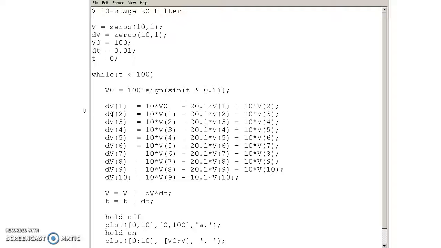The change in voltage at given nodes, such as node 2, is going to be minus 20 times the voltage at node 2, plus 10 times the adjacent nodes. Coupled for all 10 equations.